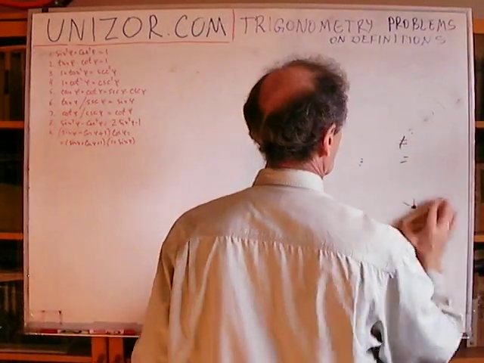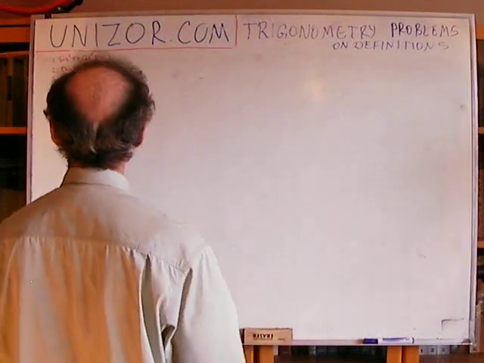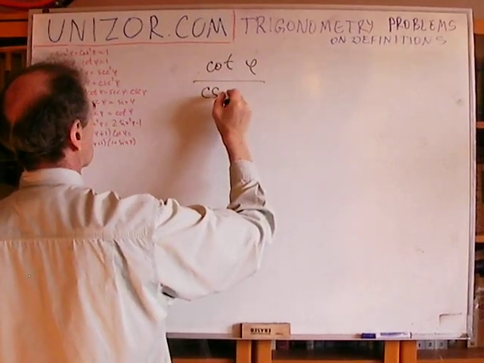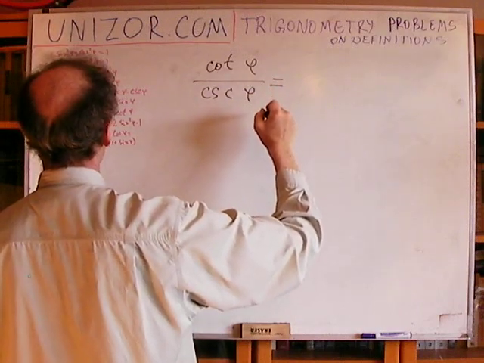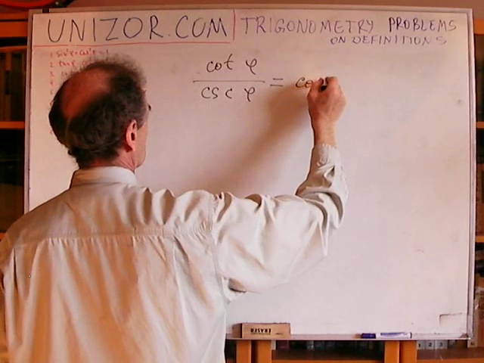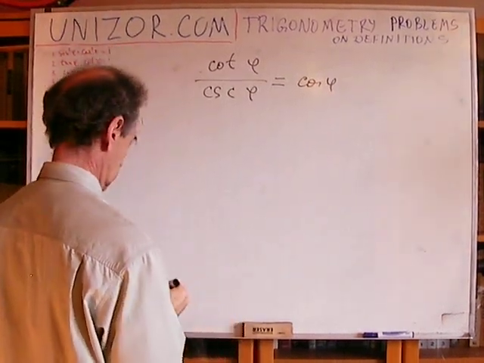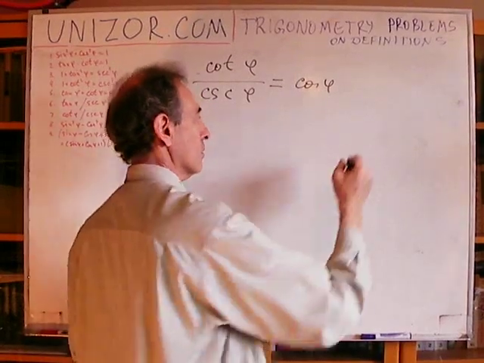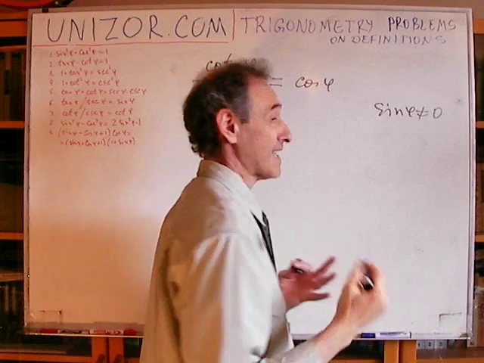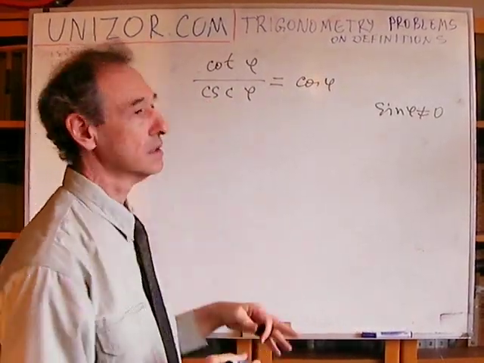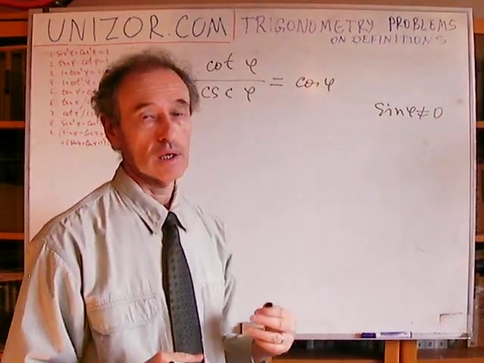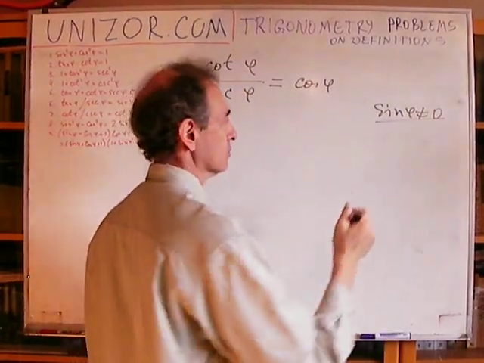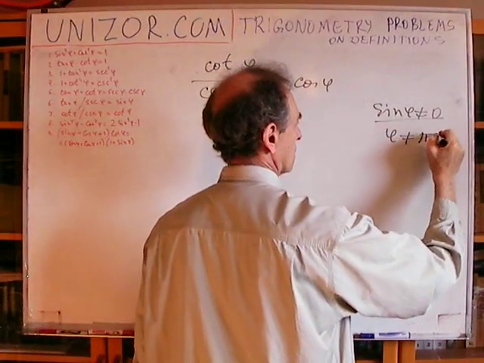Now I have a kind of symmetrical problem. You have a cotangent phi divided by cosecant phi, and it should be equal to cosine phi, right? Let's think about it. Cotangent is cosine over sine, so sine should not be equal to zero. That's the condition. Now, cosecant is 1 over sine, which is also restricted to these angles. And when and where is sine equal to zero? That's where.